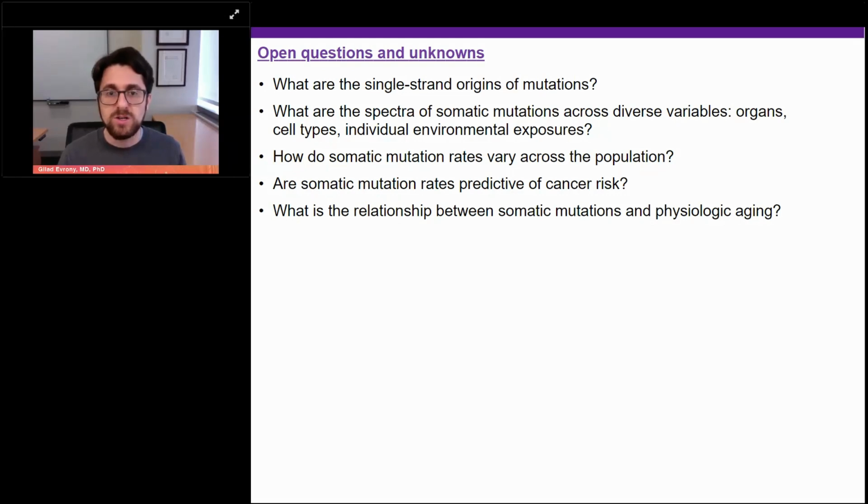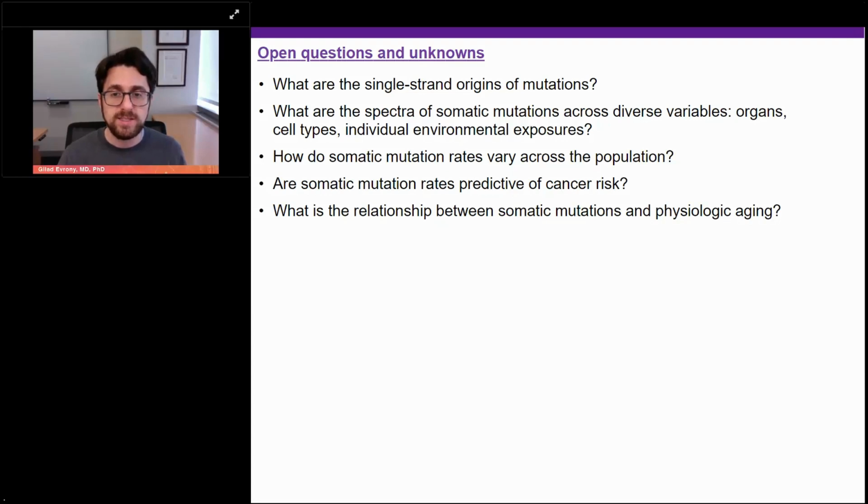As I mentioned, there's a large fraction of these aging-related somatic mutations that are still unclear why they're happening. And because lightning doesn't hit both strands of the DNA twice, mutations don't spontaneously arise usually in both strands of the DNA. They actually first begin as a change to one of the strands of the DNA before it becomes a double-strand mutation. We'd really like to know what are the single-strand origins of mutations.